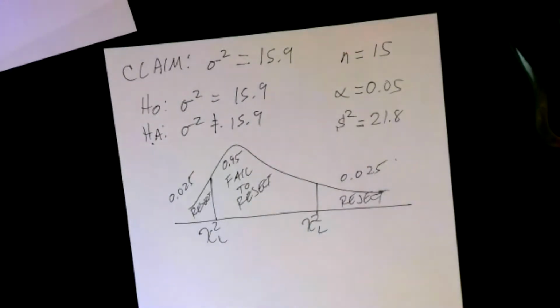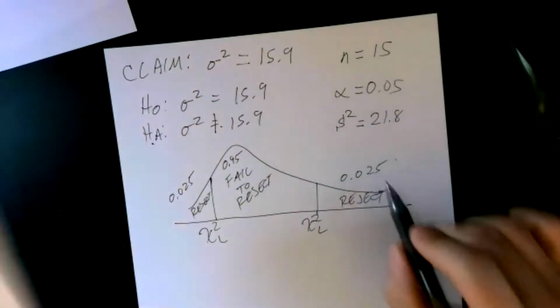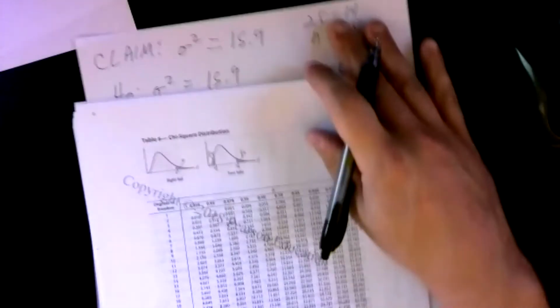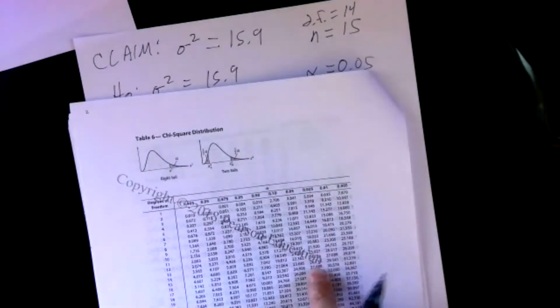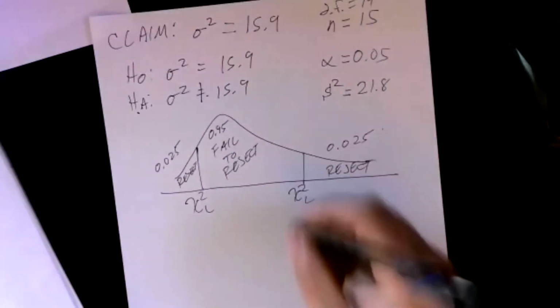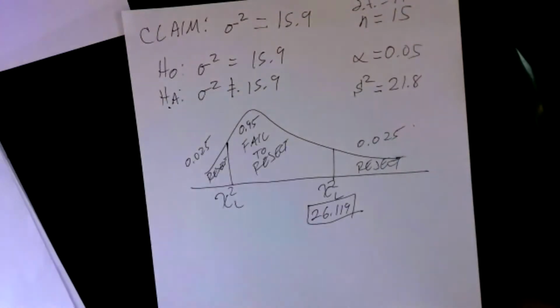Okay, let's go to the table. Area to the right is 0.025. We go to the 0.025 column. n is 15, which means degrees of freedom are 14. 0.025, go down to 14, 26.119. Let's label this is right.